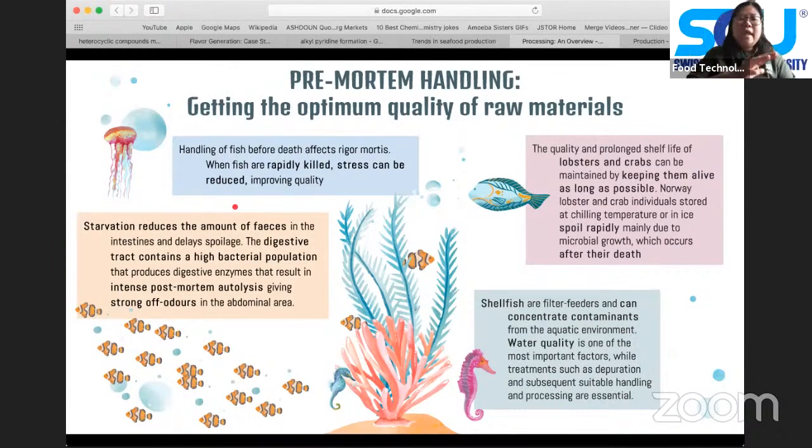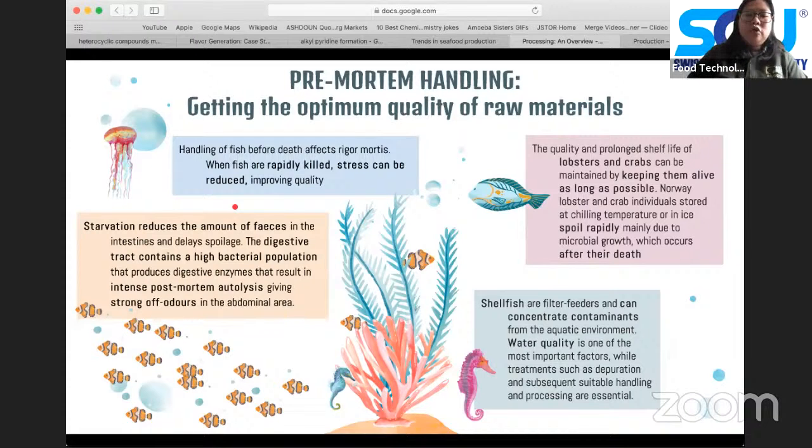Now, lobster and crab are usually kept alive as long as possible because it was shown that even though they were stored at a chilling temperature or in ice, if the lobster and crab were killed, they spoiled rapidly after their death, even with low temperature storage. So in the pre-mortem handling for lobster and crabs, the idea is to keep them alive as long as possible.